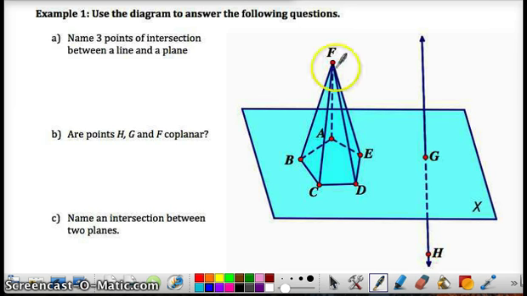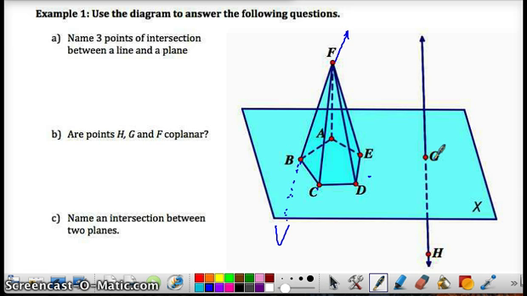Well, anytime you see 2 points, that's a line. Even though FB looks like a line segment, which it also is, you could make that go infinitely. As long as you have 2 points, there's a line that's created. So here we have a line here. BC is a line. CD is a line. ED is a line. FG is a line. Any 2 points create a line.